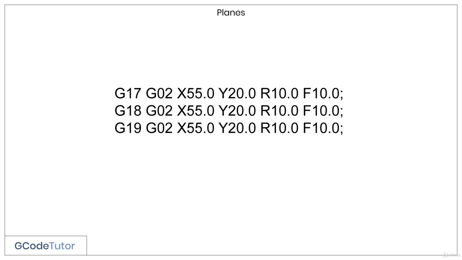Taking the first line as an example, the G17 tells the machine what plane we are cutting on. The G02 is our clockwise move, X and Y is positional moves, our R is our radius, and a feed rate at the end. To change between different planes, we simply add the different relative G code at the beginning of the line.